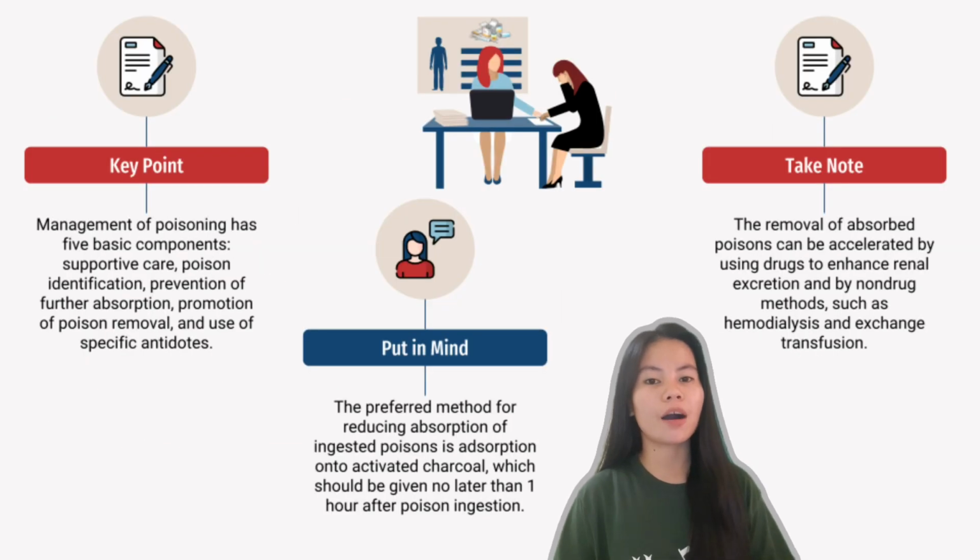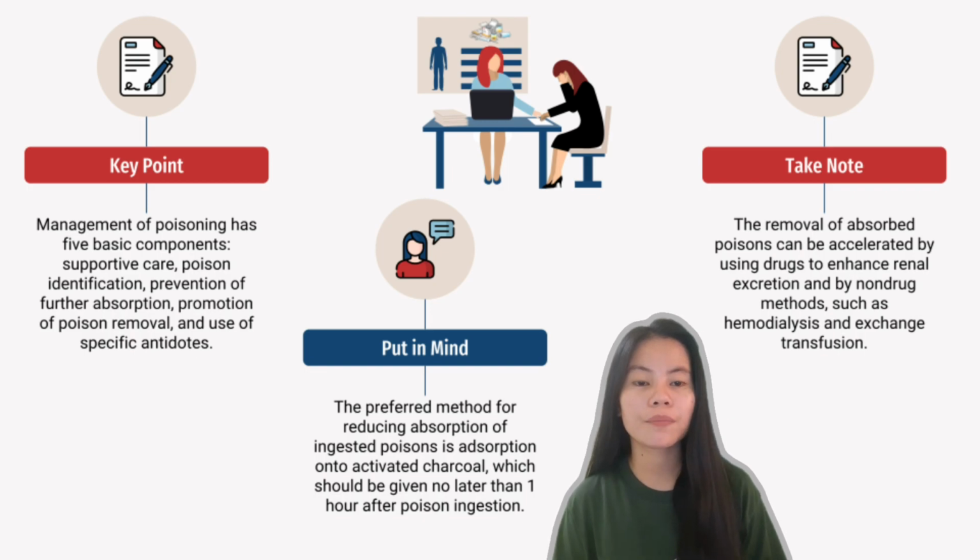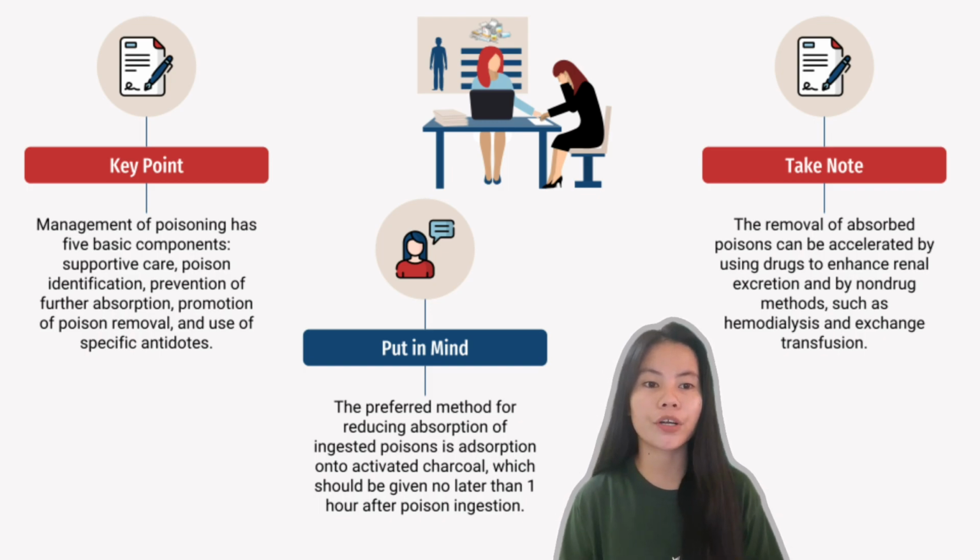Now let's wrap up our discussion. The key point is management of poisoning has 5 basic components such as supportive care, poison identification, prevention of further absorption, promotion of poison removal, and use of specific antidotes. Keep in mind that the preferred method for reducing absorption of ingested poisons is absorption onto activated charcoal, which should be given no later than 1 hour after poison ingestion.